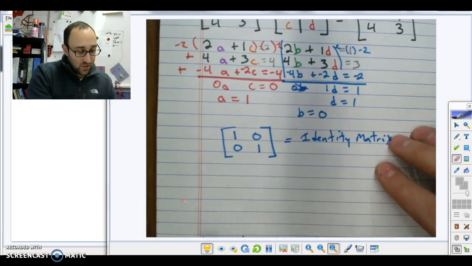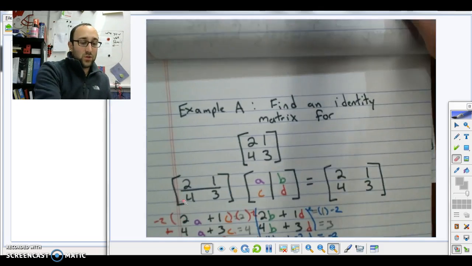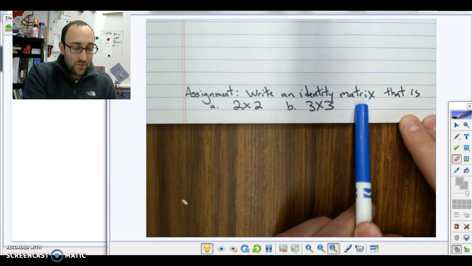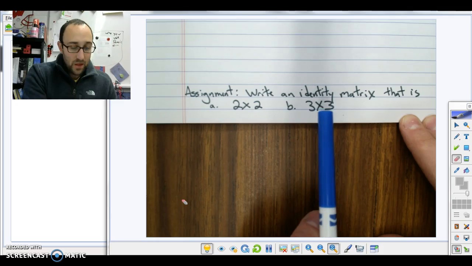To keep this as short as I can, your assignment today is to do this. Write an identity matrix that is a 2 by 2 and a 3 by 3.